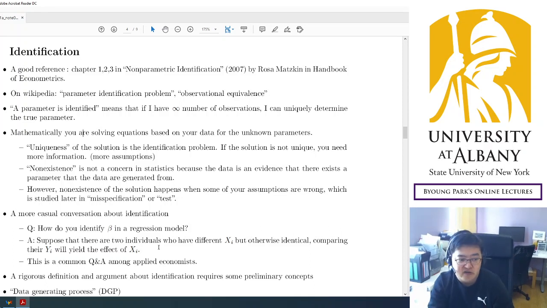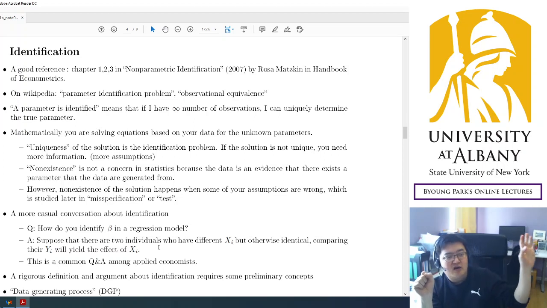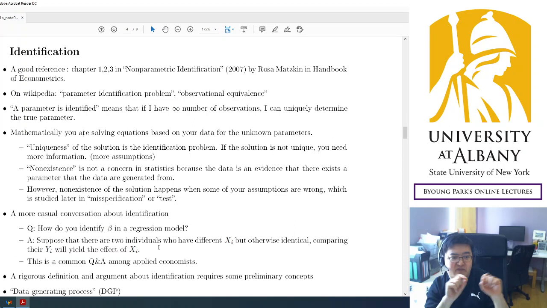Let me put the idea in the example of wage and education. So how can we identify the effect of education on wage? My answer would be, suppose that there are two identical individuals, but one person has 12 years of education, and the other person has 13 years of education. So the difference is 1 year. If we compare their wages, then the wage difference would be the effect of the difference in their education, right? Because everything else is the same. So comparing these two people will identify the effect of education. Roughly speaking, this is how we intuitively understand the identification mechanism.